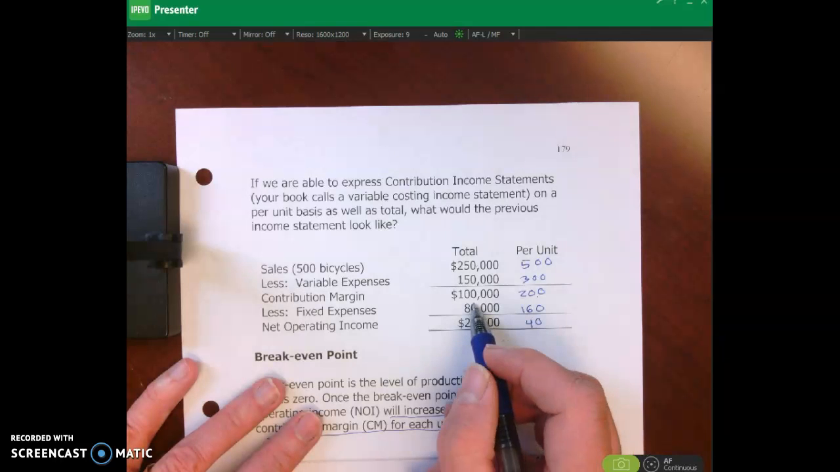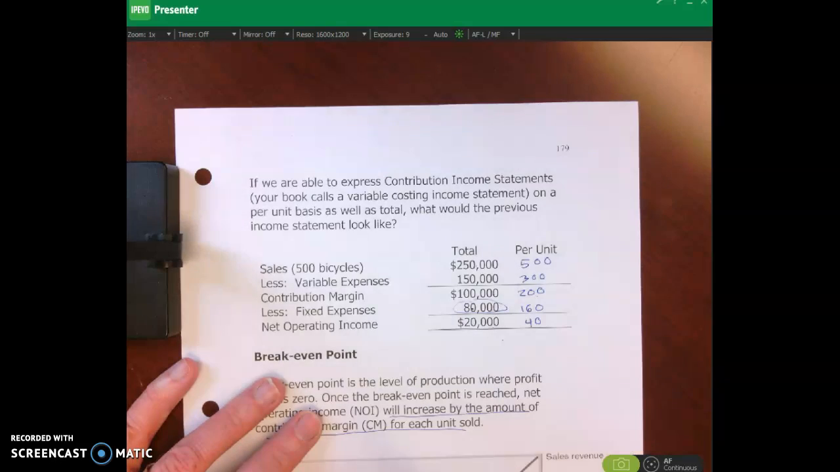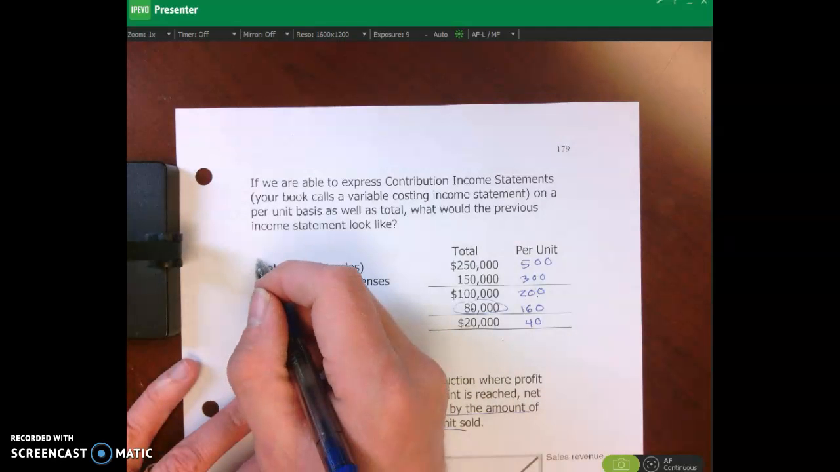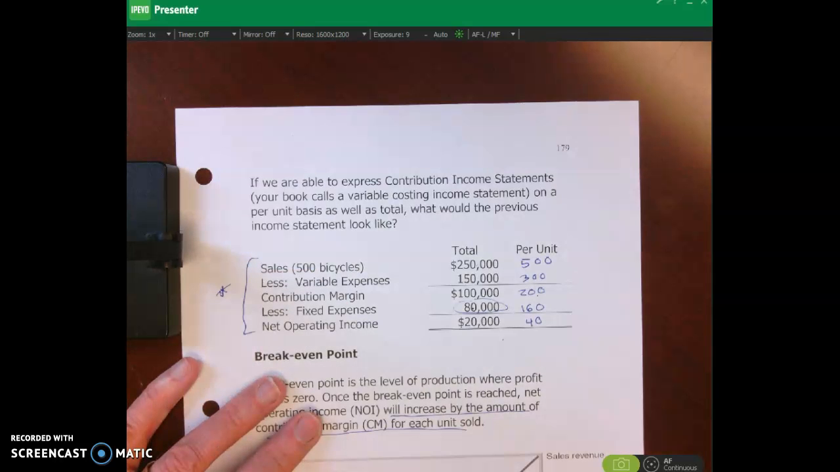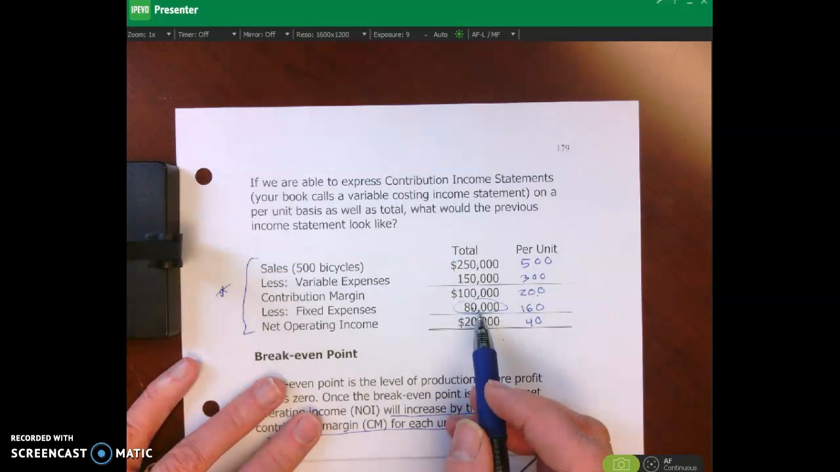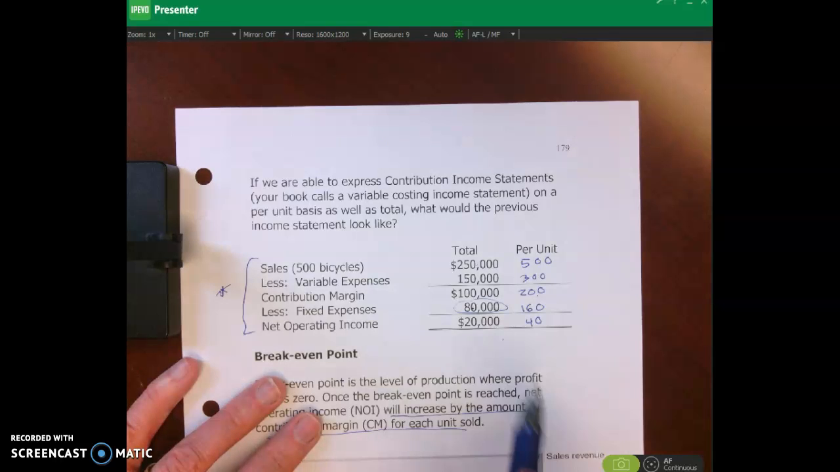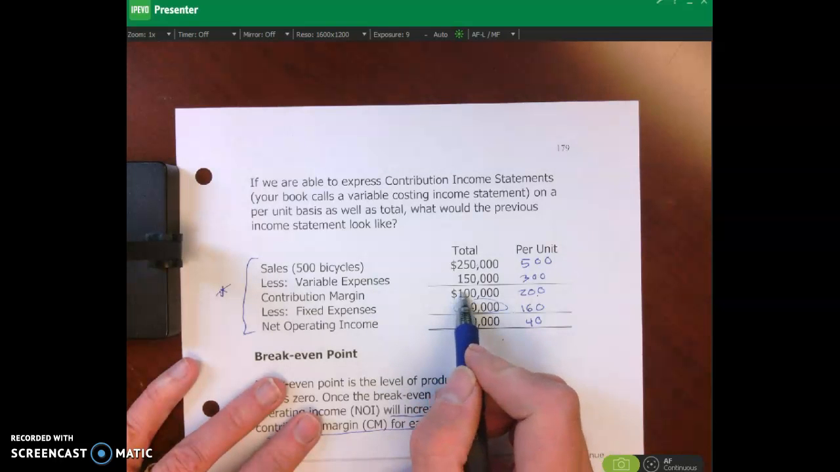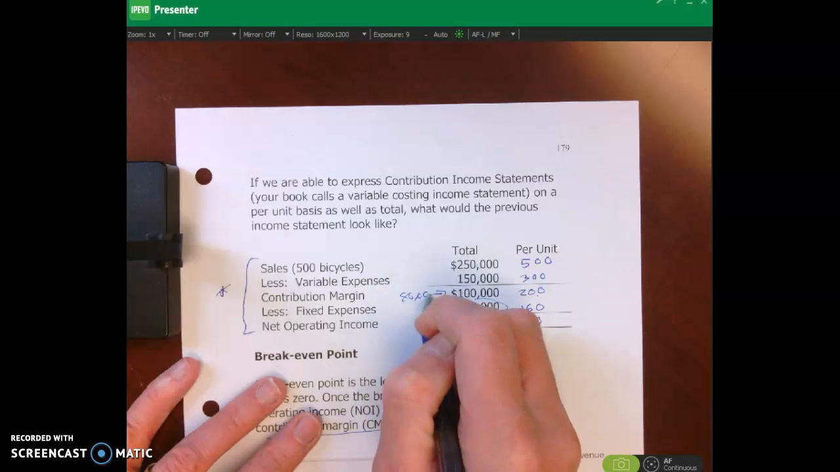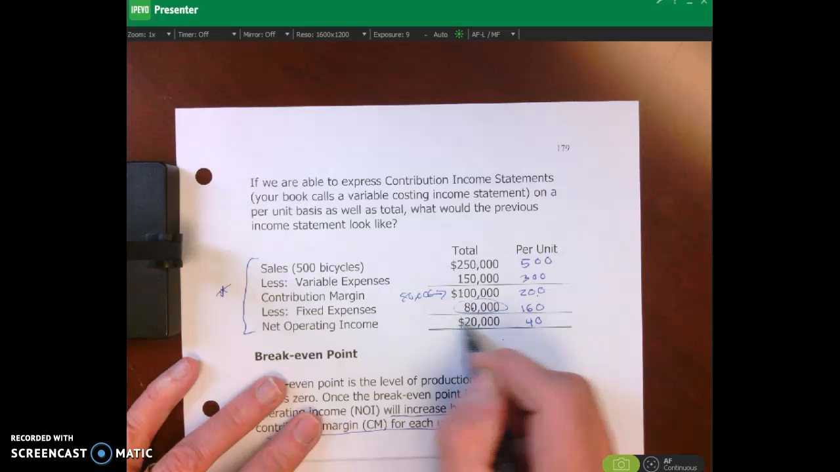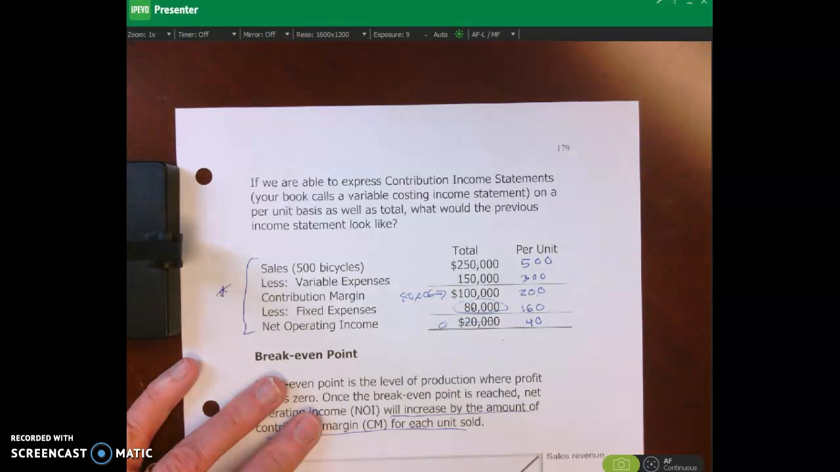So this means we have to cover $80,000 of fixed costs, maybe $80,000 of rent, for example, for our RBC bicycle. By the way, we'll be working with this example throughout most of the rest of the notes in this chapter. You have to cover $80,000 of fixed costs. That means contribution margin needs to be $80,000. If this is $80,000, that is zero, and therefore that's the break even.